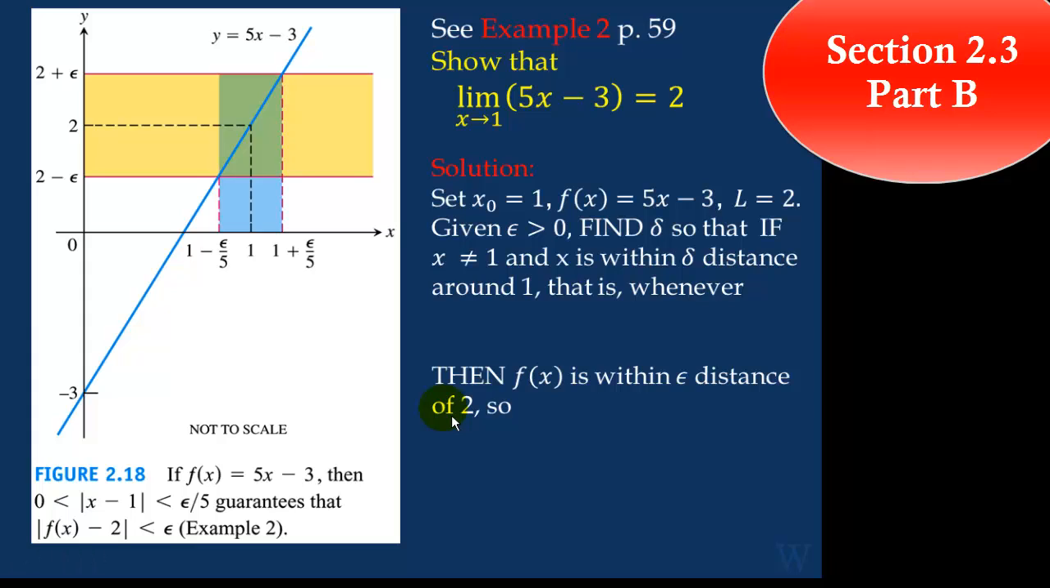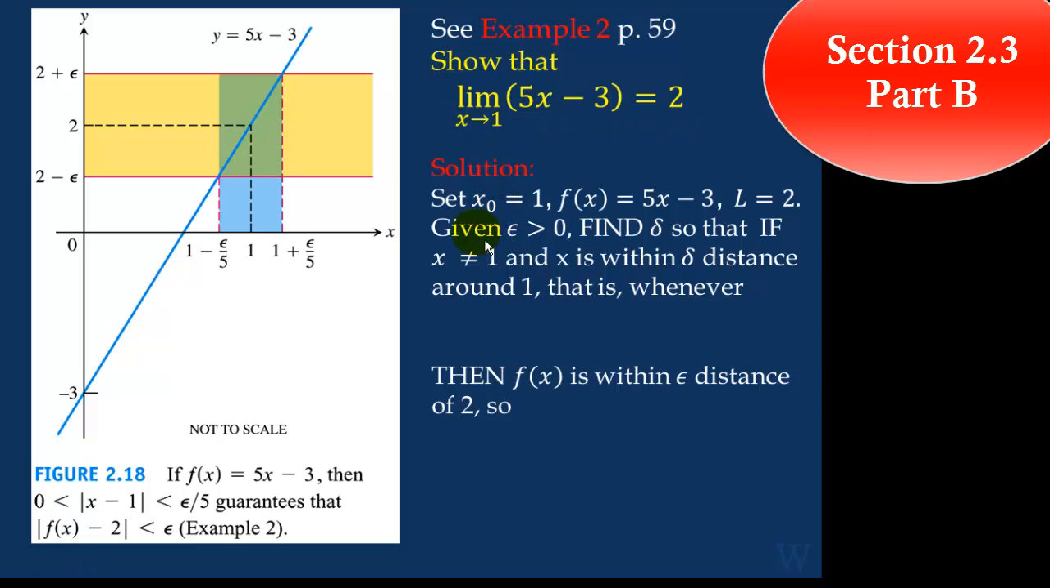Okay, let's look at example 2. Example 2. Show that the limit of 5x minus 3, as x approaches 1, is equal to 2. So how do we show that? Using the definition. So what are we given right now?